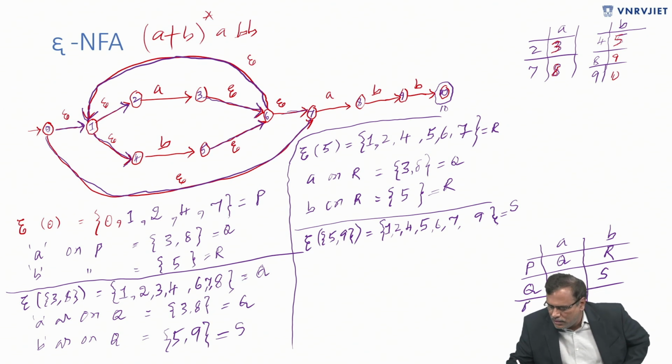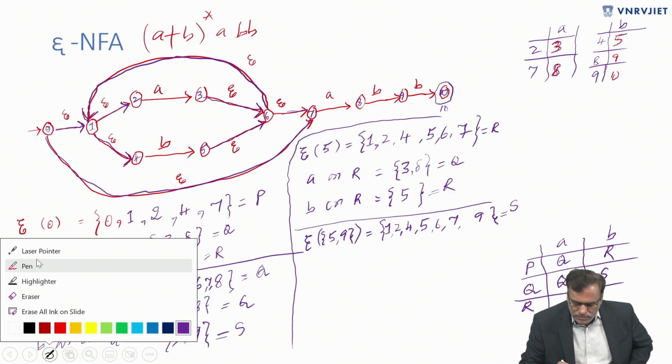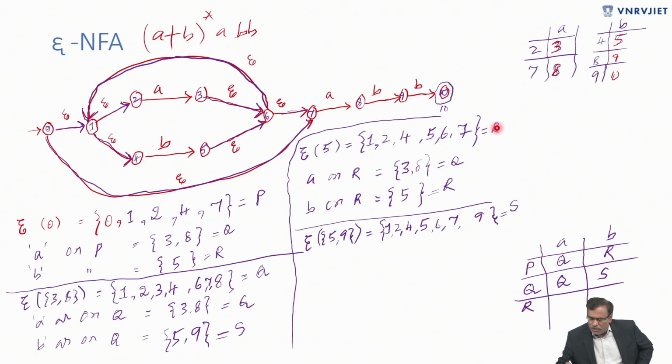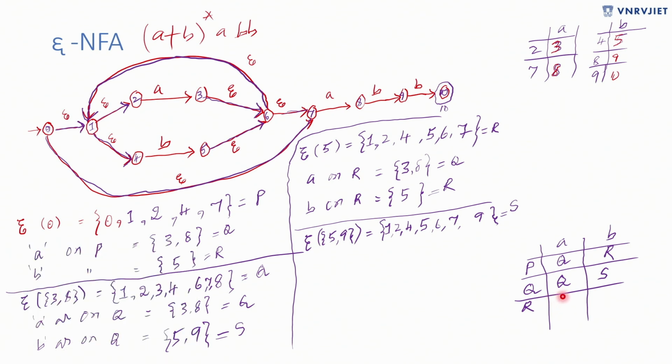Next, R. From R on A, where can you go? From R on A, you have got Q. Therefore, you have to fill that entry. R on A is Q. And R on B is R itself. You have to fill those entries in the table. So R on A is Q.